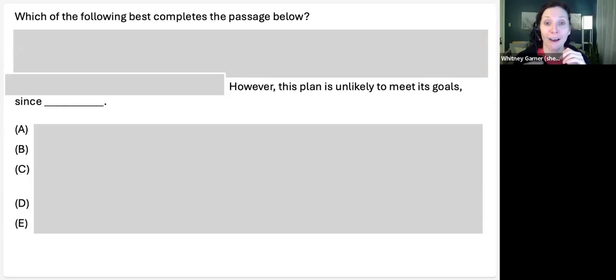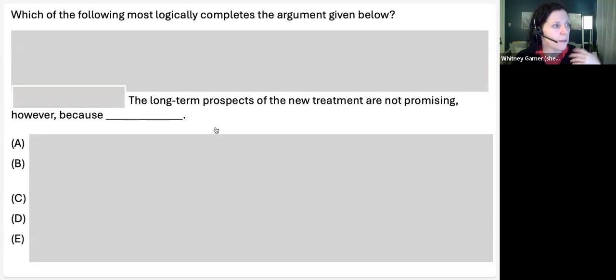So your job is to say, okay, let's imagine this was what really happened. All of this said it was going to be great, but guess what? It failed. I have to explain this surprise fail. Same thing with this example language. The long term prospects of the new treatment are not promising, however, because.